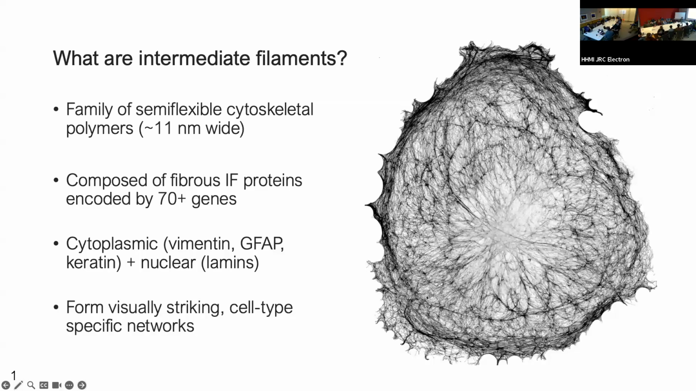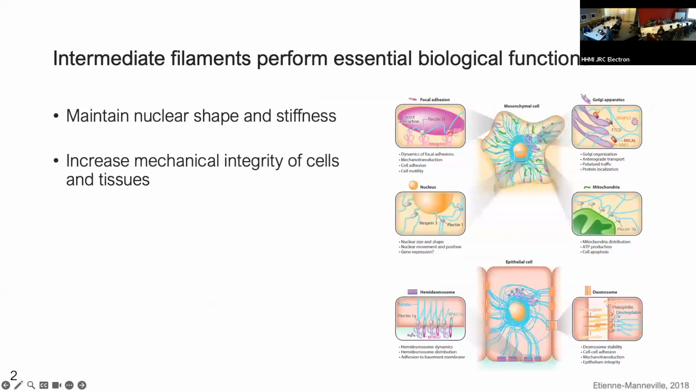But in general, intermediate filaments form these really elegant, visually striking networks that are highly cell type specific. So depending on the specific intermediate filament proteins that are expressed, you'll have slightly different appearing IF networks. So they're not just pretty. IFs carry out a number of critically important cell biological functions.